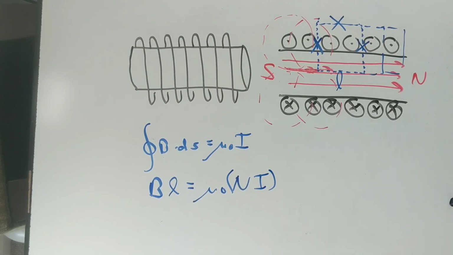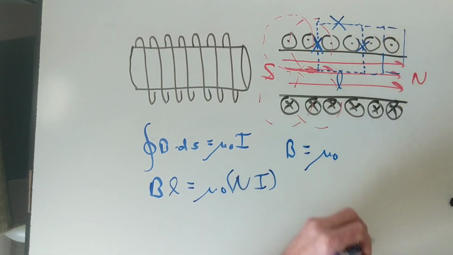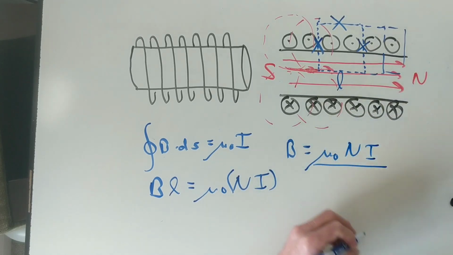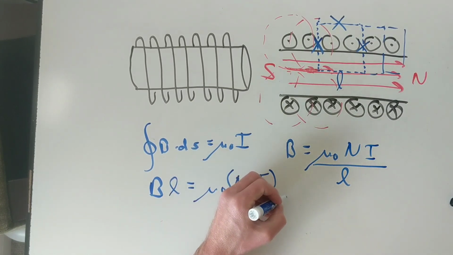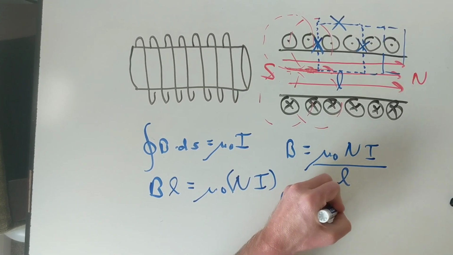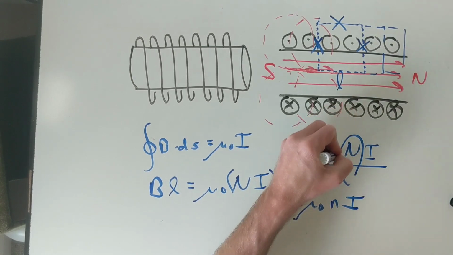So we can now solve, and it's pretty easy. The magnetic field is mu naught N i over L. And this is correct. This is totally correct. But no one writes it like this. The way they write it is this. B is mu naught little n times I, where little n is the number of loops per length.